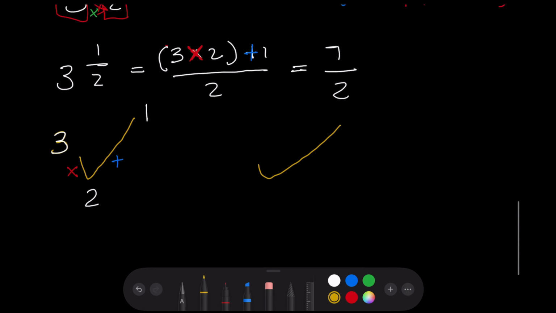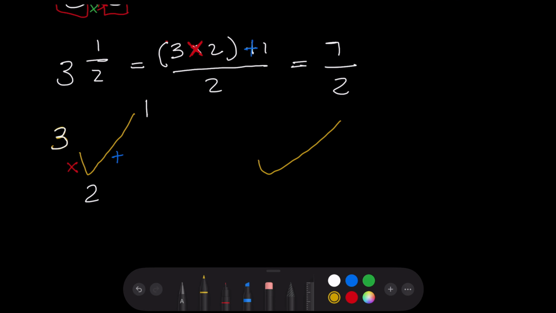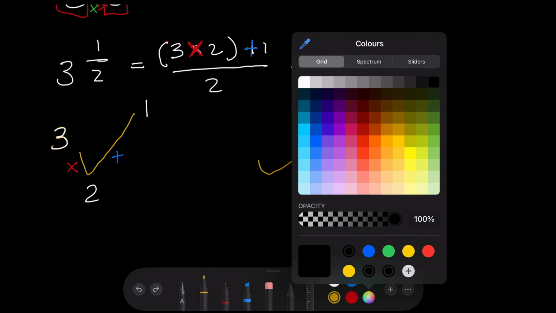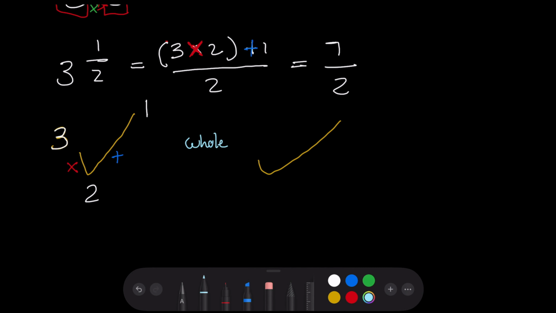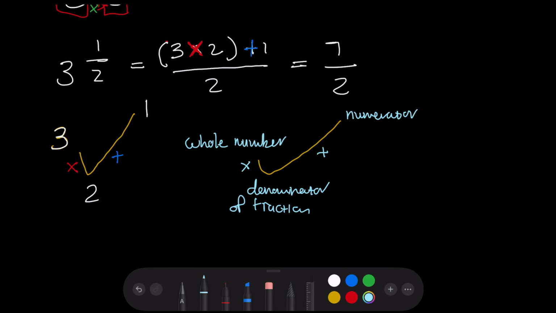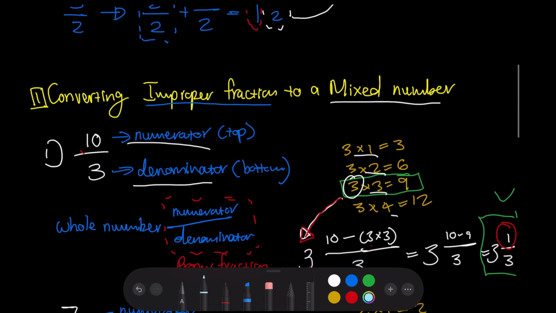So when you think about it, the key is saying that whenever you have a mixed number that you want to convert to an improper fraction, you take your whole number and you multiply that whole number by the denominator of your fraction, which would be the proper fraction, of course. And then you add your numerator of your fraction. That is the rule.